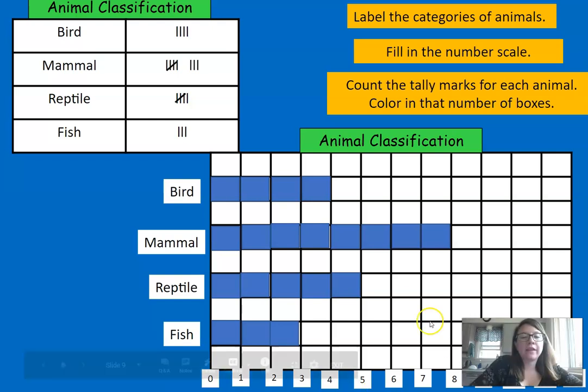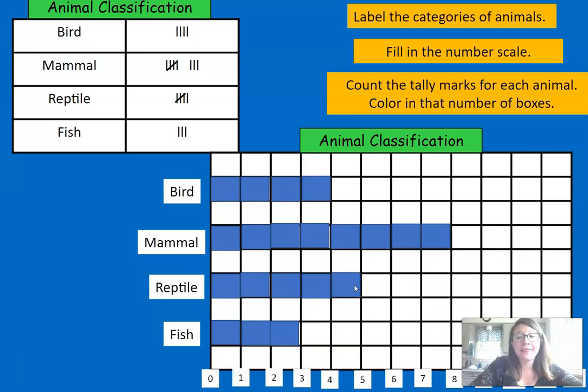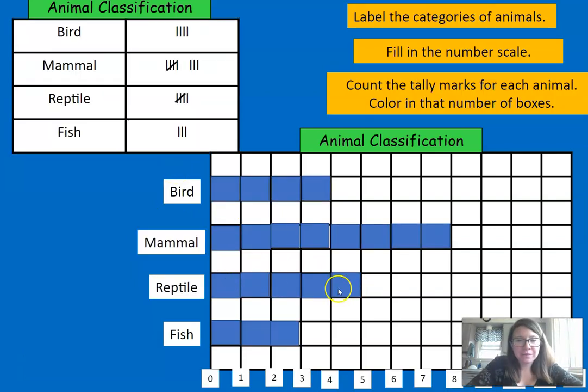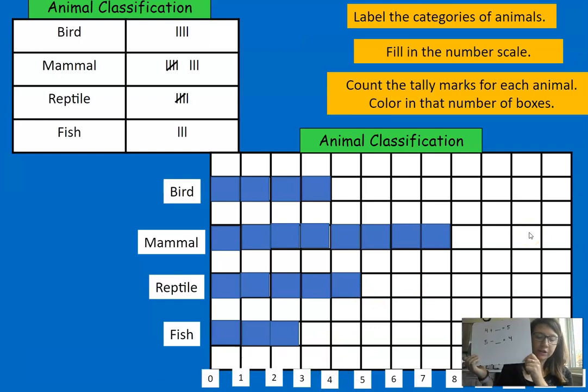You ready? So if I look at my graph here, I see birds has 4, reptiles has 5. I want to know how many less, how many fewer. If I go up and I pretend mammals isn't there, I see a square here that's not filled in. So I know there's 1 fewer bird than reptile. Another way to figure that out is to look at the graph and see there are 4 birds, 5 reptiles, and you can use different addition or subtraction problems to solve. So there is 1 fewer bird than reptile. Ta-da!